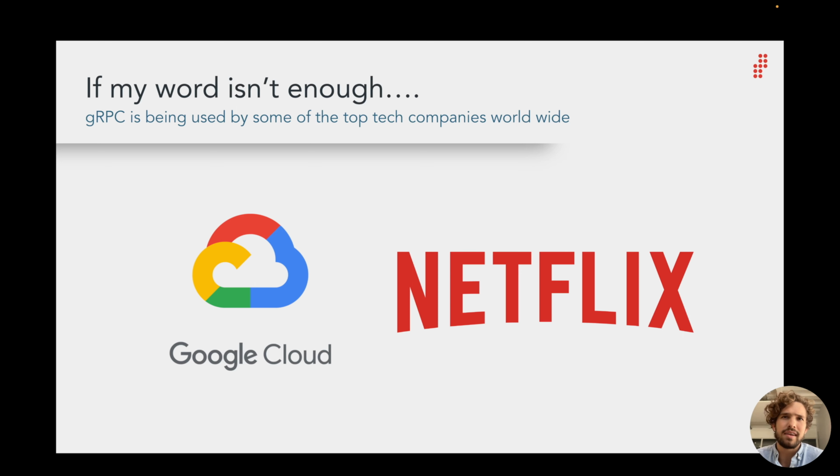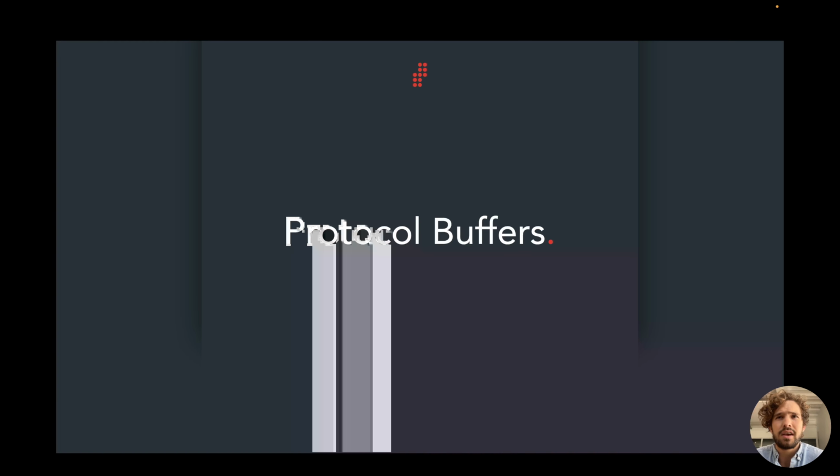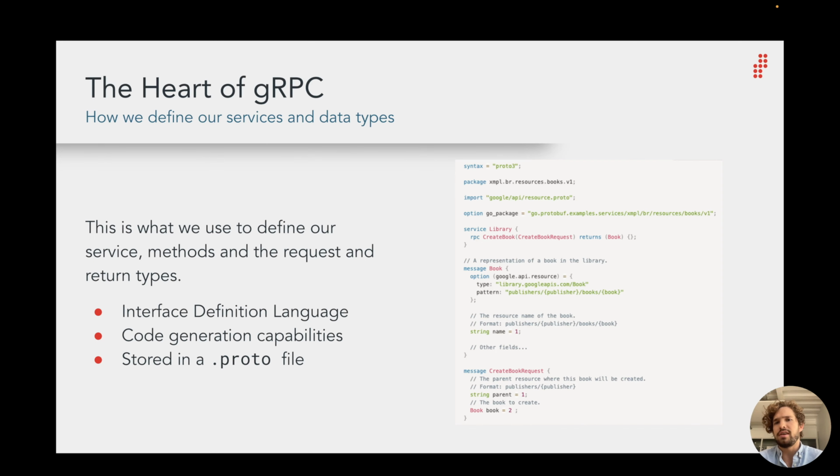And we now need to take a look at protocol buffers. And protocol buffers are essentially the heart of gRPC, and it's how we define the services and data types that make up gRPC. And so what protocol buffers are simply an interface definition language, which is a fancy way of saying that it's some text that is used to define a service and to define data types. And protocol buffers are what enables the code generation capabilities that we use in gRPC. And this is all stored in a .proto file.